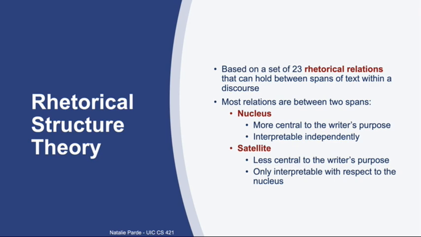Rhetorical structure theory is the most commonly used discourse model. It's based on a set of 23 rhetorical relations that can exist between two or more spans of text in a given discourse. Most often, one span will be a nucleus, so it'll be a central concept that can be interpreted independently, and the other span will be a satellite, which can't be interpreted without the nucleus. However, sometimes you'll also see cases with two or more nuclei.